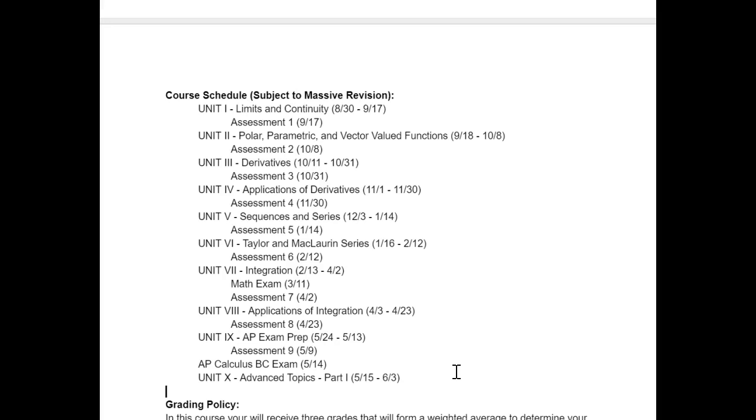Units 7 and 8 are the integral units. And then we have the exam. The exam date is on the 14th of May, so pencil that in on your calendar now. It's really important. We have the math exam for the department on the 11th of March, so that'll give us a little bit of a dry run on how things are going to go in technique getting into the exam. But that's the unit as a whole.